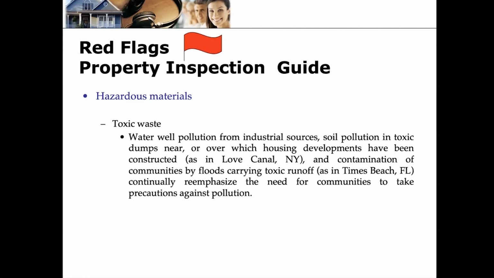All right. Water well pollution from industrial sources. This is what I just got through talking about. You take a plant that did fertilizer. If that gets into the groundwater, every time it rains, that contaminant is getting spread even further down in the ground into the drinking water, the water table. So it can cause all kinds of issues.